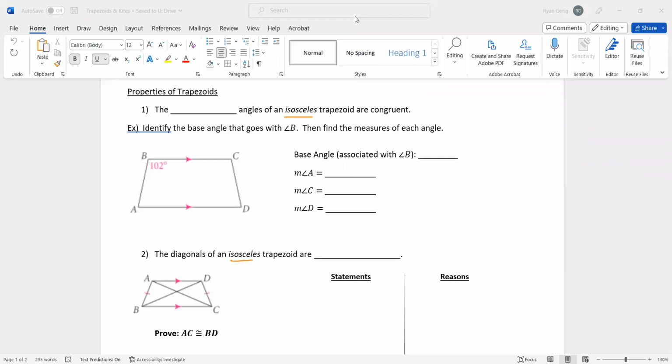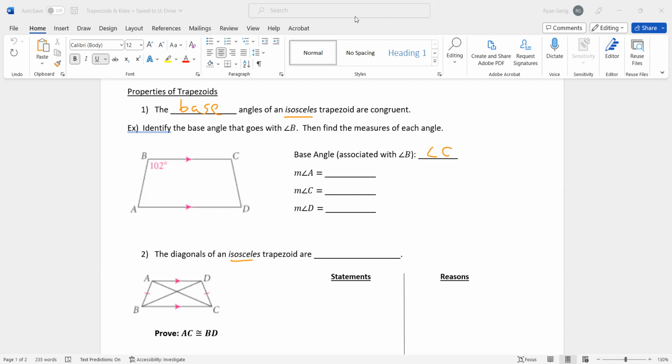The only thing special about a trapezoid is that the one pair of opposite sides are parallel. That's really about it. But isosceles trapezoids have a little bit more. The base angles of an isosceles trapezoid are congruent. Identify the base angle that goes with angle B. Then find the measures of each angle. So the base angle associated with angle B is angle C.